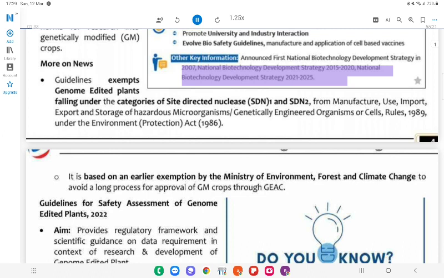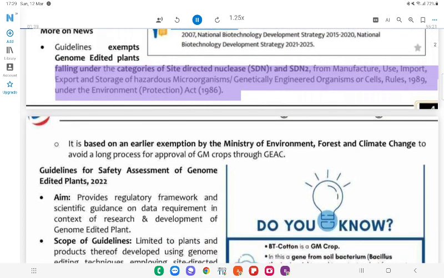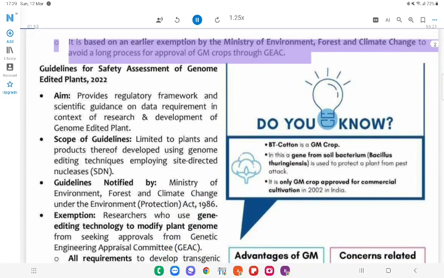Other key initiatives: National Biotechnology Development Strategy 2007, 2015-2020, and 2021-2025. Falling under the categories of site-directed nuclease, SDN-1 and SDN-2, from the Manufacture, Use, Import, Export and Storage of Hazardous Microorganisms, Genetically Engineered Organisms or Cells Rules 1989 under the Environment Protection Act 1986. It is based on an earlier exemption by the Ministry of Environment, Forest and Climate Change to avoid a long process for approval of GM crops through GEAC.